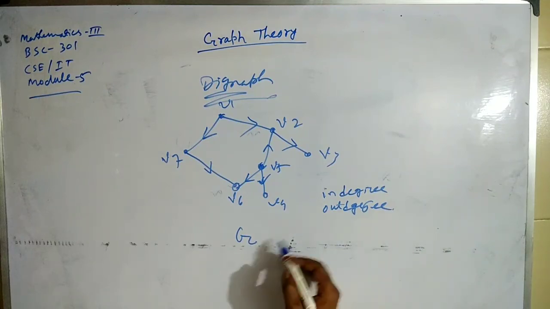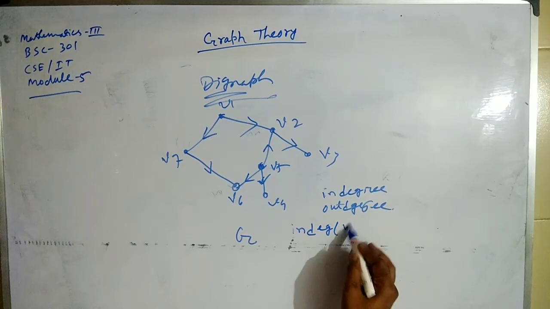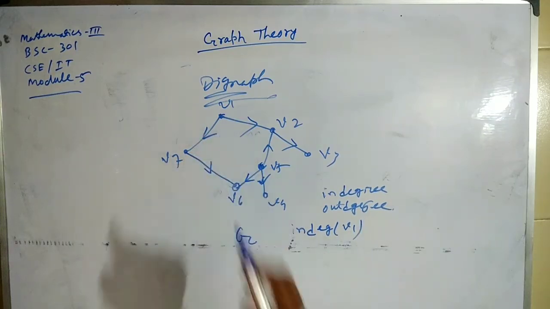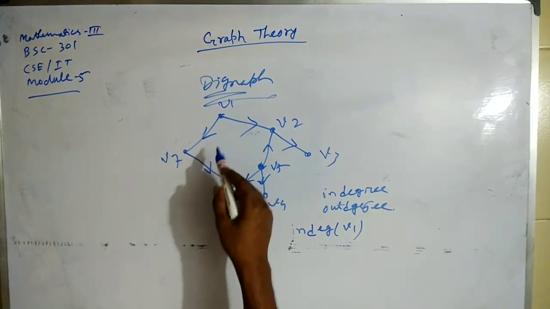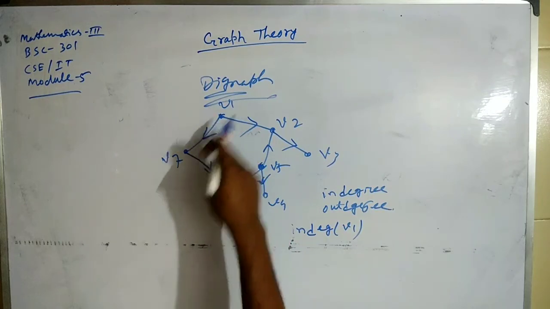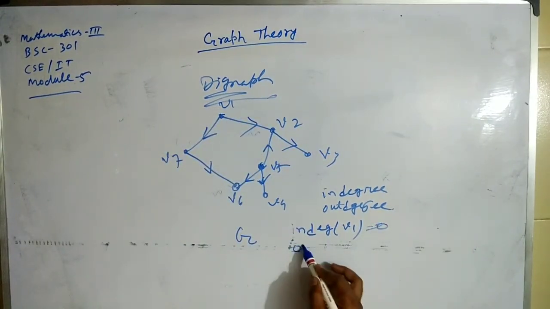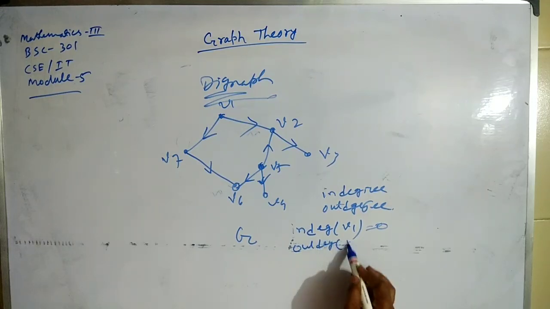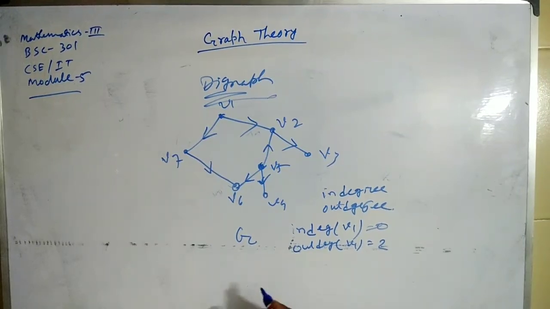Now if we calculate the in degree of V1, if you see this graph, you can see that no edge is going into V1. Both edges are going out from V1, so the in degree of V1 will be 0 and the out degree of V1 will be 2, since two edges are going out from V1. So in this way you can find all the in degrees and out degrees of the vertices.